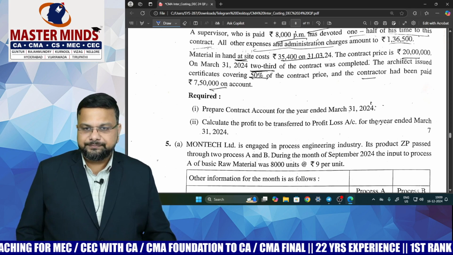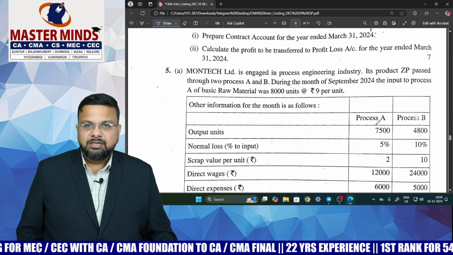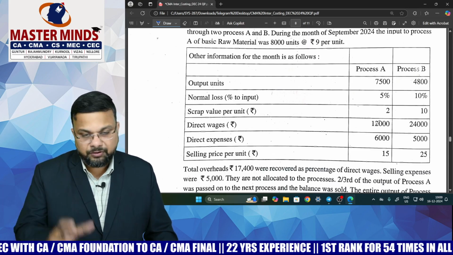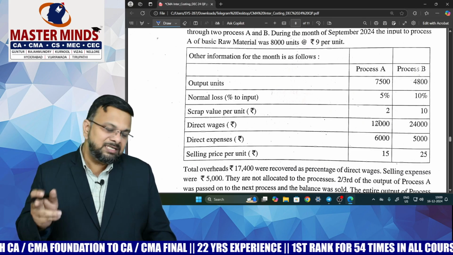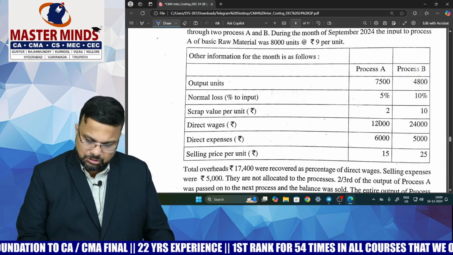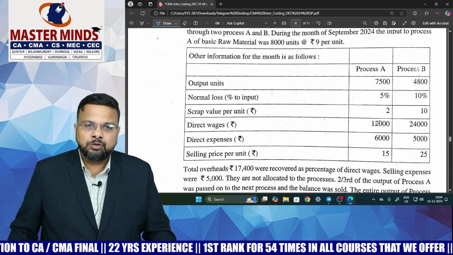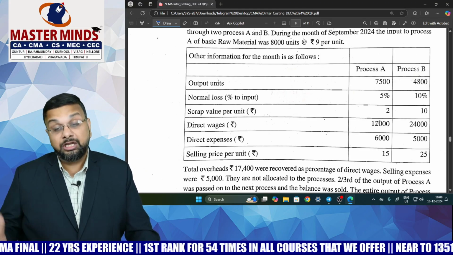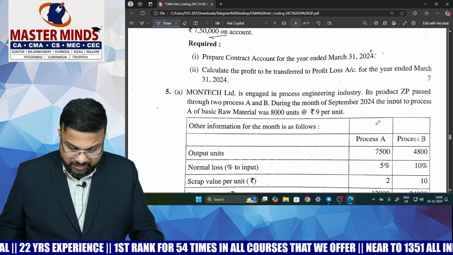Okay, right. Next is from process costing. If you remember the classes, I have said several times that in process costing, if you focus on the basic problem, you can easily answer it. So in this problem, there is no question of any opening and closing stock of work in progress. So it's a straightforward problem. There is no headache of converting, calculating equivalent units. So it's a very straightforward problem.